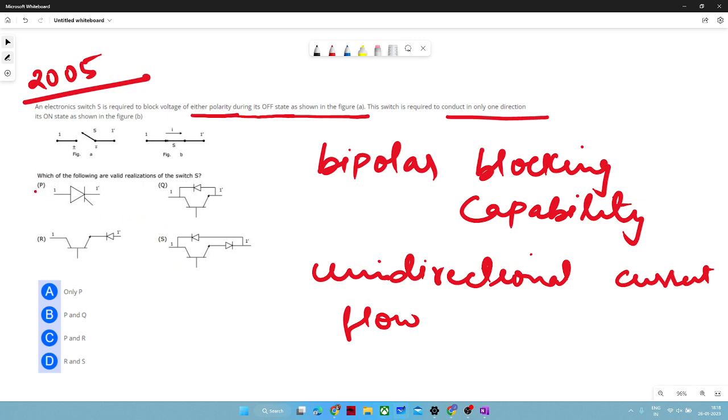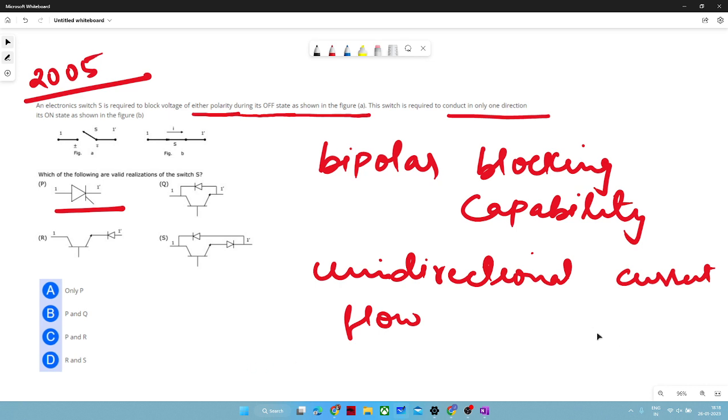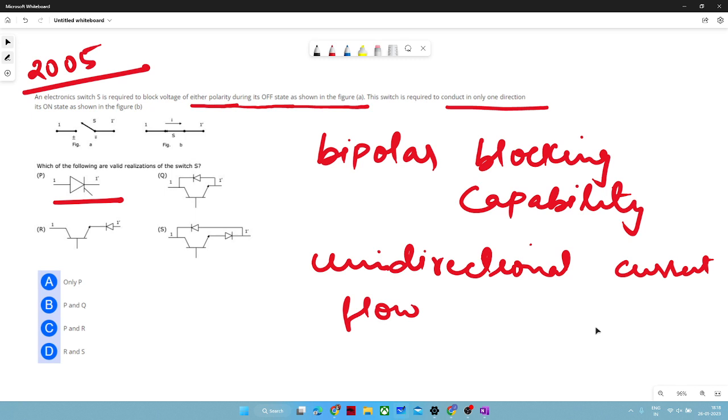So we will move from option A. The first switch is a thyristor. A thyristor has the characteristic that it blocks both polarities, right? It has two conditions: first is forward blocking mode, another is reverse blocking mode. It will conduct in one direction, that is, unidirectional, and it will conduct only if we provide a gate pulse, right? So it satisfies both conditions, and hence the first, the thyristor, will be correct.